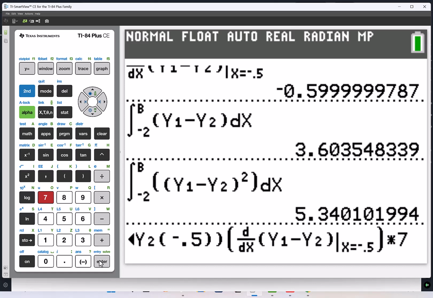See, that's why I didn't want to put the 7 in there. I guess you could have, and it probably would have been the same. But there it is. Negative 9.27184.